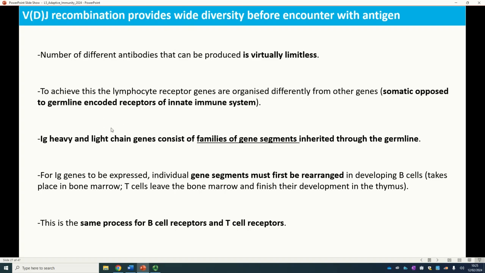So we have these whole families of gene segments that can be recombined, and these gene segments are what is inherited through the germline. But these segments need to be rearranged first, and this will take place in the developing B cells in the bone marrow. When it comes to T cells, they actually leave the bone marrow and then they finish their development in the thymus. But essentially, the VDJ recombination process is the same when it comes to B cell receptors and T cell receptors. So they undergo essentially the same kind of process.